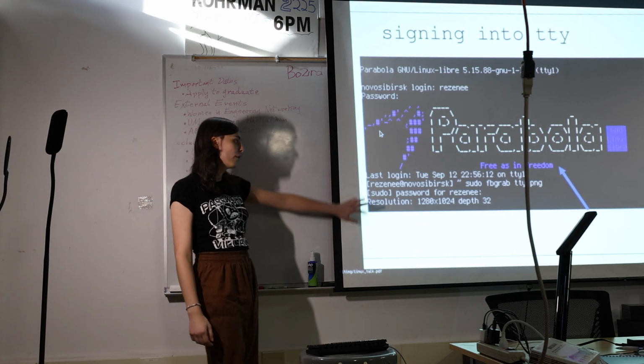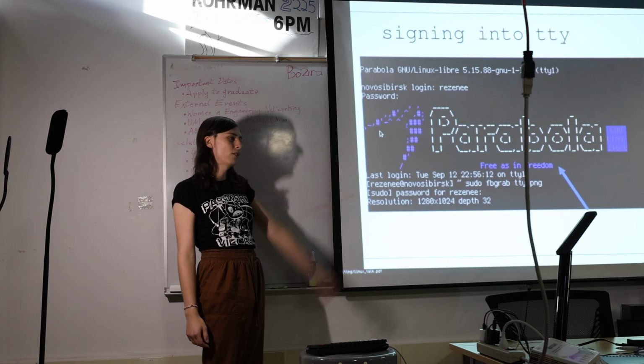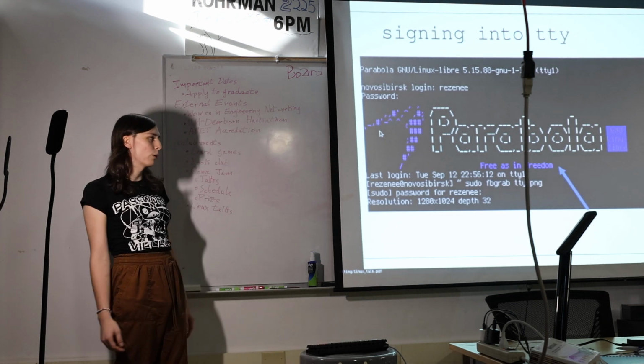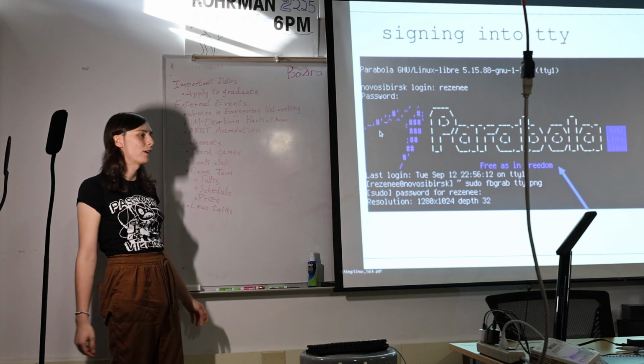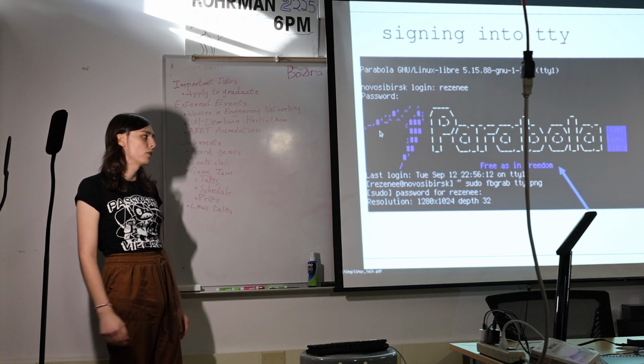And then this right here was just me taking a screenshot of this, because it's kind of hard to take a screenshot of the console. That program does it though, which is cool. It's called fbgrab. It grabs the frame buffer and turns it into a PNG.